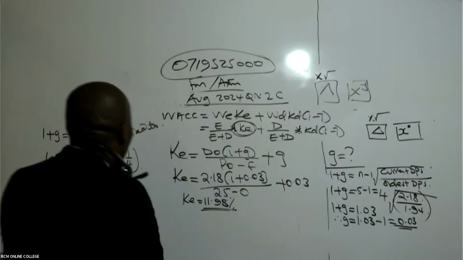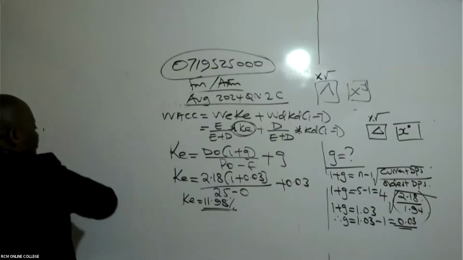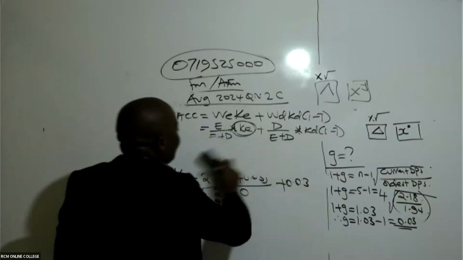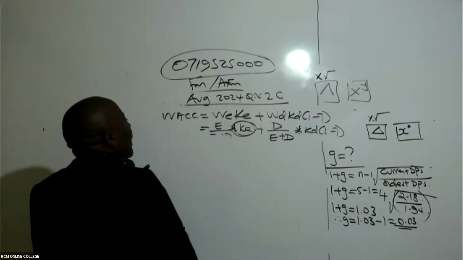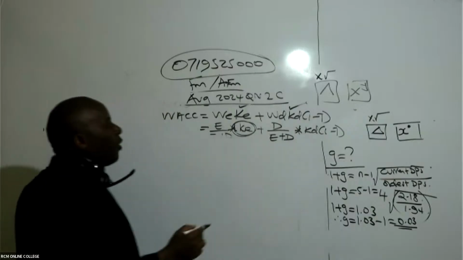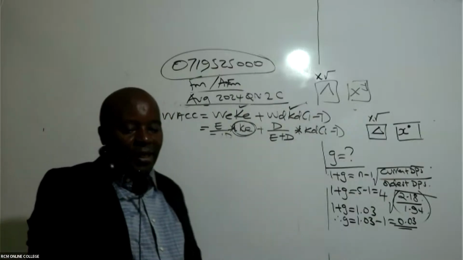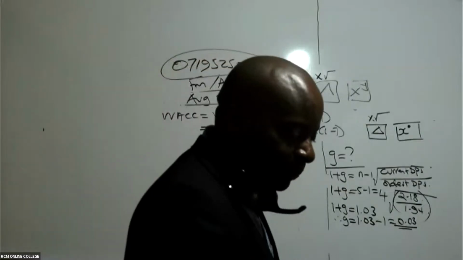Great. So then we have the cost of equity, which is 11.98. So now, ladies and gentlemen, I've taken care of this cost of equity. How about this KD? Let's see the information given about KD, cost of debt.